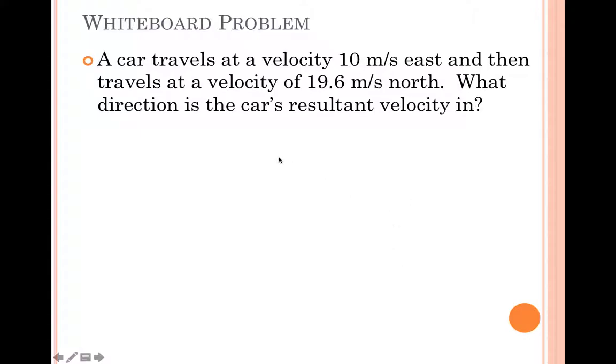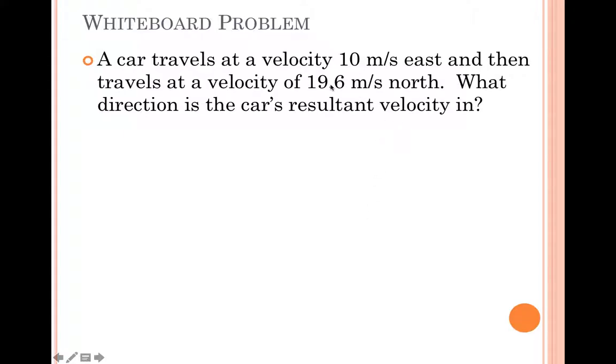So on this one, we have a car that moves due east at 10 meters per second and then due north at 19 meters per second. We're going to assume that it travels, this is a little bit wonky, we're going to leave it as it is. But just assume that you can just do vector addition with these and determine the resultant velocity.